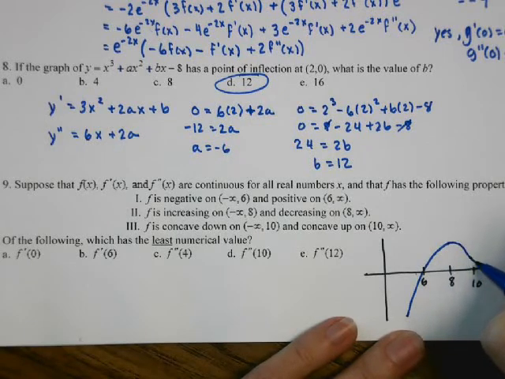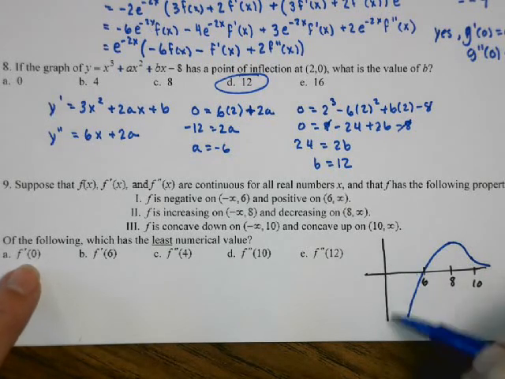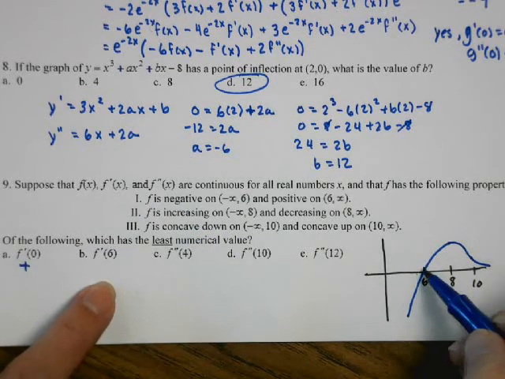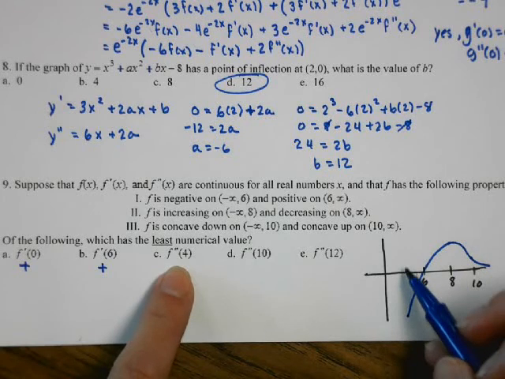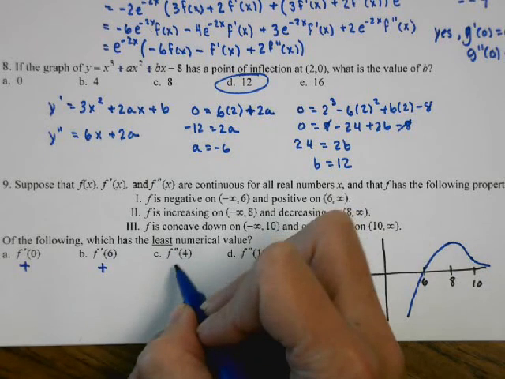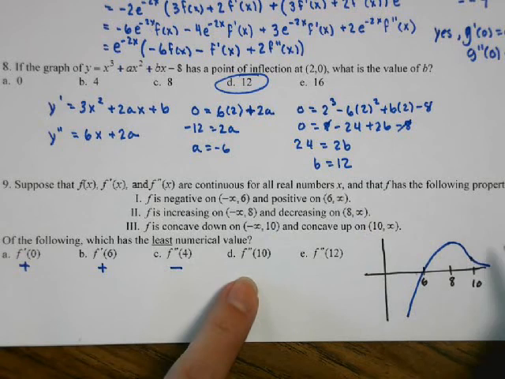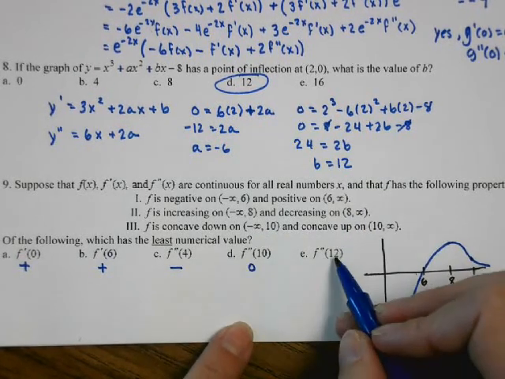Okay, so which is the least numerical value? F prime of 0. We don't know what it is, but it's increasing there, so it's going to be positive. At 6, our derivative is positive. At 4, we're concave down, so that makes this number negative. F double prime of 10, the second derivative there, switches concavity, so it's going to be 0. And f double prime of 12, since it's concave up, is positive. So the least one is that.